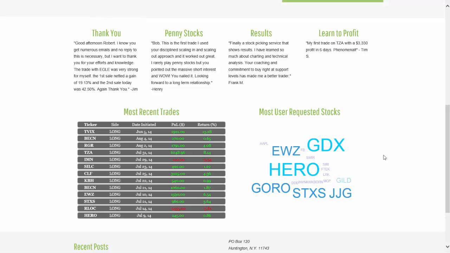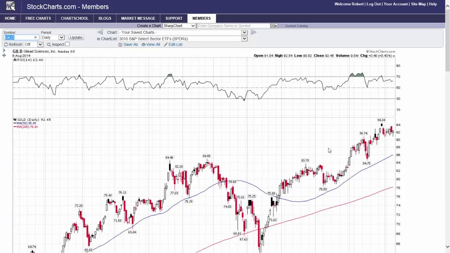GILD. We have a couple of members interested in this one. You can see it's larger in text than the others. Gilead Sciences. This is a request of Bill 71 and VGR 1363, or better known as Wiiam and Vishal. We have a bottoming tail and support at $92 per share. This is good support. I would think about using a stop just below the lows seen on Friday on a closing basis.